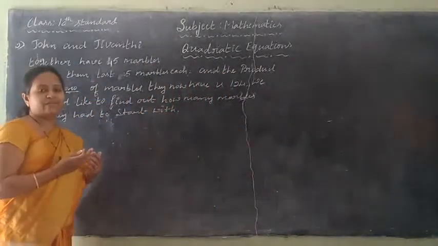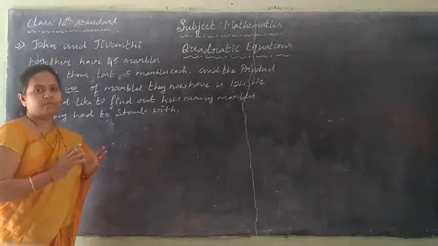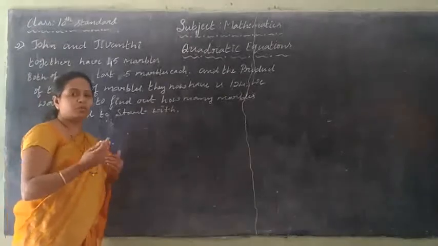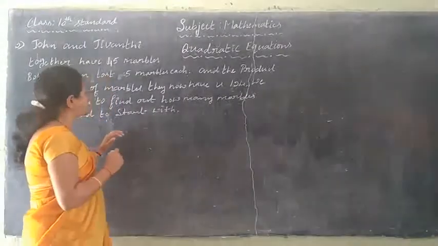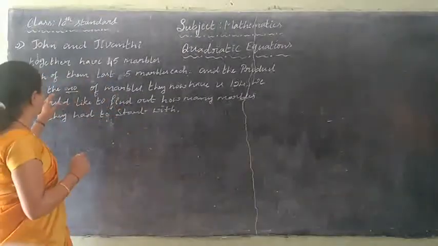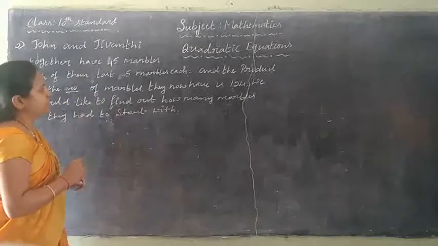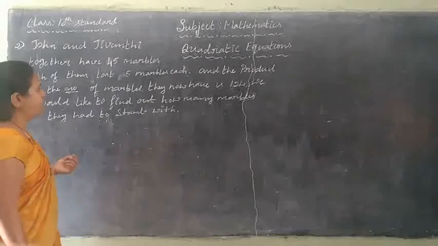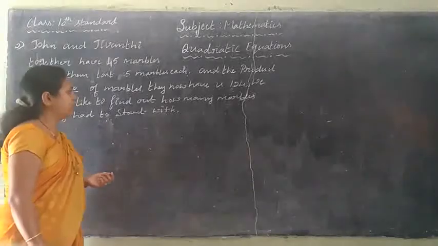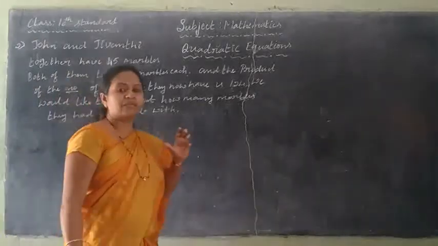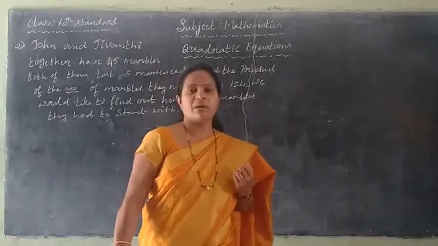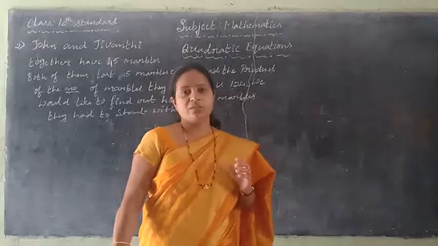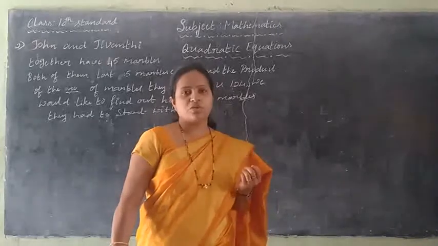John is having some marbles. We don't know how many marbles are there with John. What did they do? They lost. Both of them lost 5 marbles. Understood? And the product of the number of marbles they now have is 124. We would like to find how many marbles they had to start with, means we have to find how many marbles are there with them at the beginning. Got it?